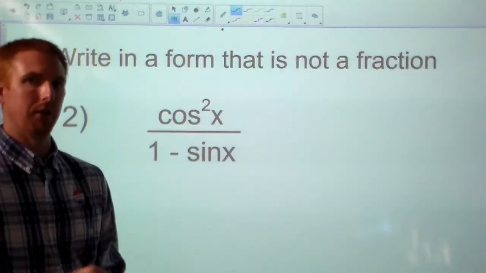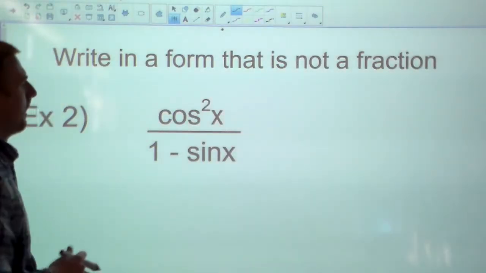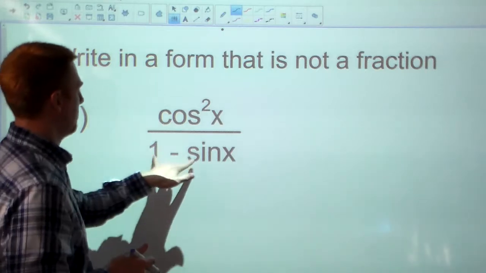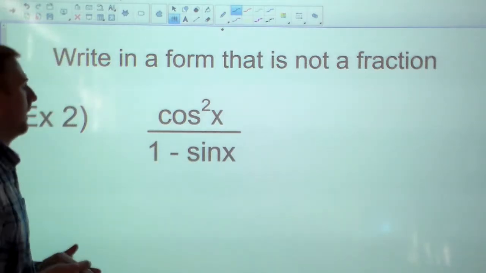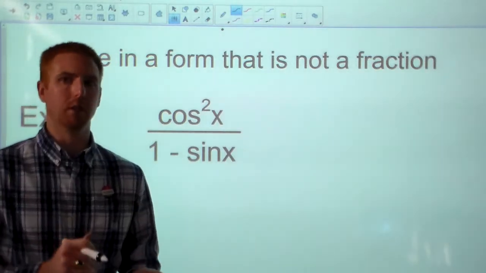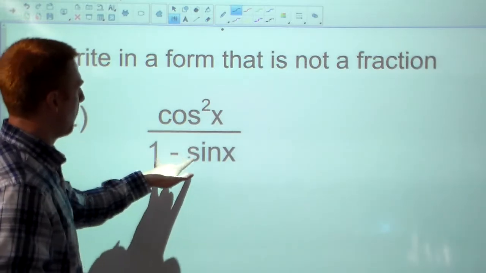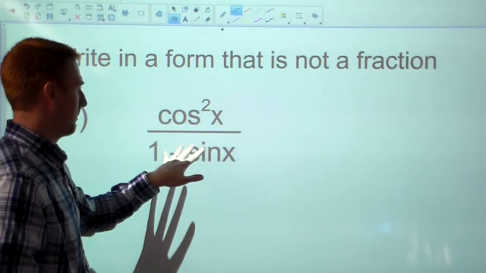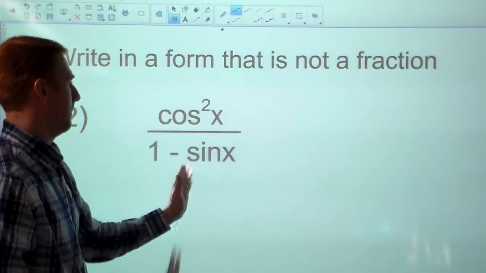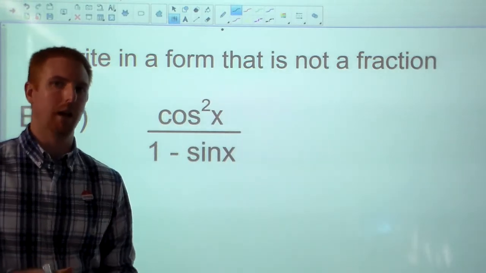This example is just to write in a form that's not a fraction. So we're going to be looking for a way to make this denominator go away. And a good big hint is going to be something we just did on the last problem. We have 1 minus sine squared, that could become cosine, and then that could be divided out. So let's see if we can make that happen.